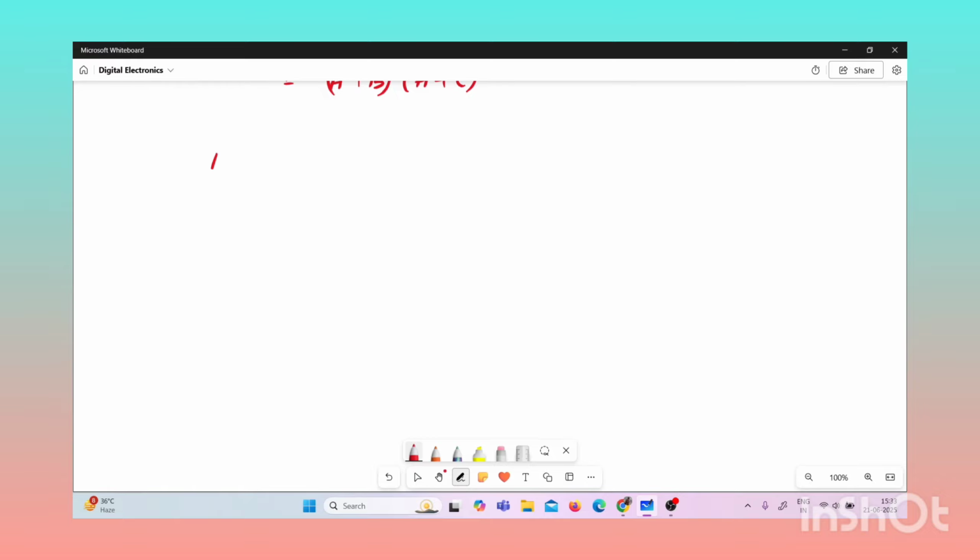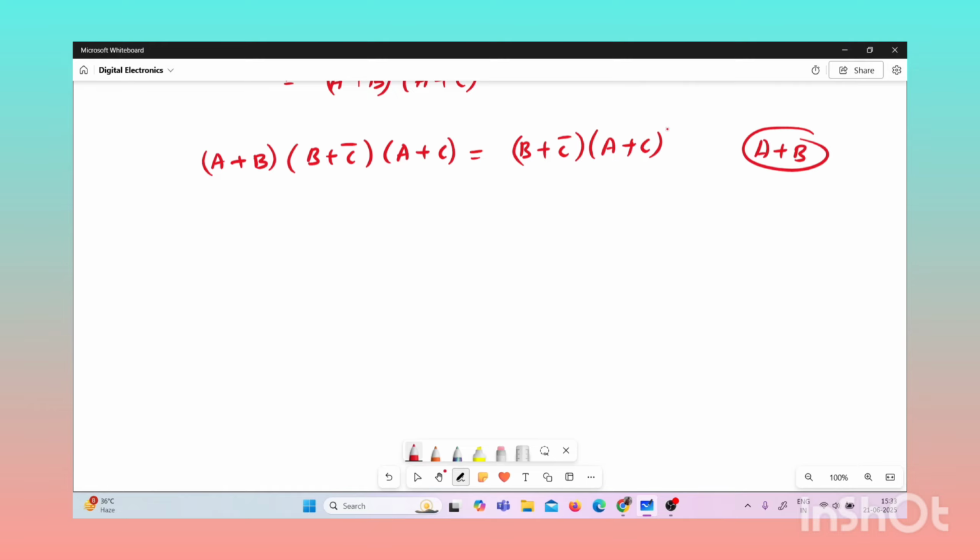A plus b dot b plus c bar dot a plus c. So after knowing all the previous expressions, directly you can write. That means the variable c is present both in the complemented and uncomplemented form. That should be present in the output. And what is the term you are removing? A plus b you are removing, and that term is called a redundant term.